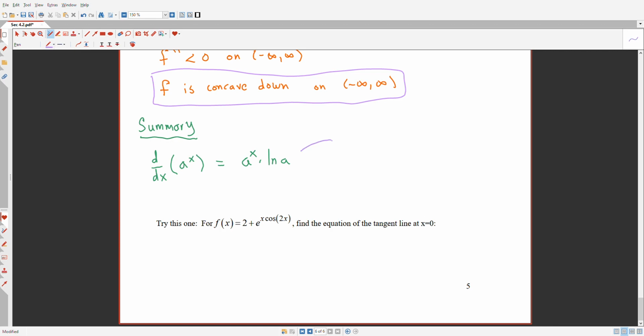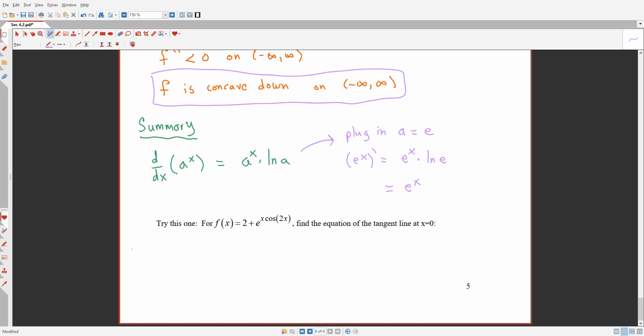Because if you have this one memorized, if you plug in a equals this natural base number, e, 2 point blah blah blah, then our formula becomes the derivative of e to the x equals e to the x times the natural log of e. And I just want to point out, I'll put this down here, that the natural log of e is 1 because natural log and e are inverse functions.